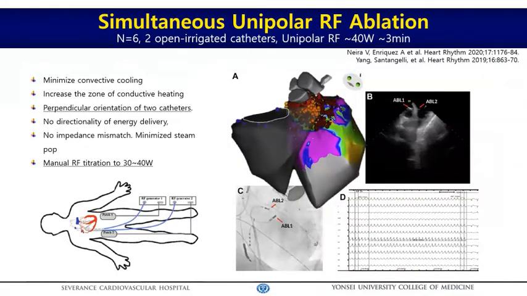Simultaneous unipolar RF ablation is also effective for intramural VT ablation. You need to use 2 ablation catheters and 2 generators, and simultaneous unipolar ablation minimizes the convective cooling and increases the conductive heating. For better lesion formation, perpendicular ablation catheter orientation of the 2 catheters is more effective. And unlike bipolar ablation, lesion directionality, impedance mismatch, and steam pop are minimized by this technique.